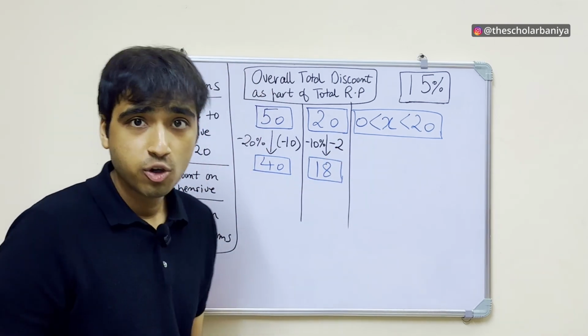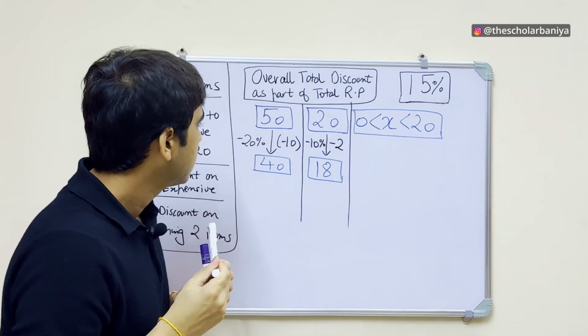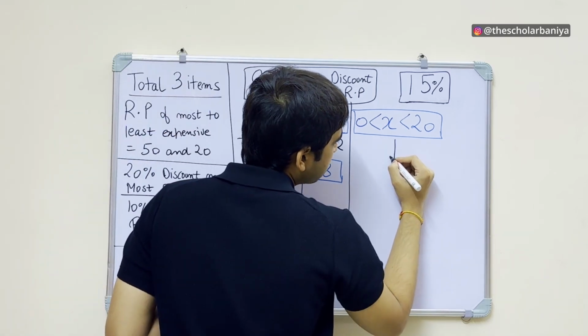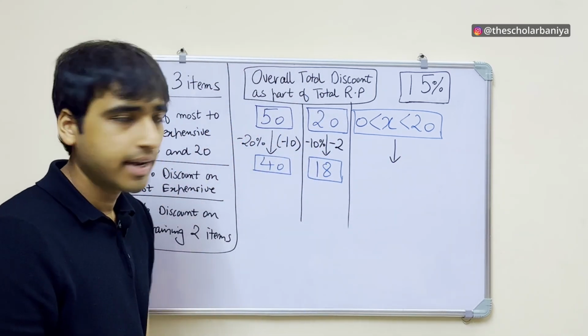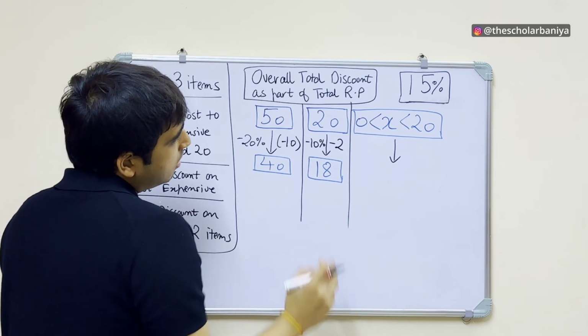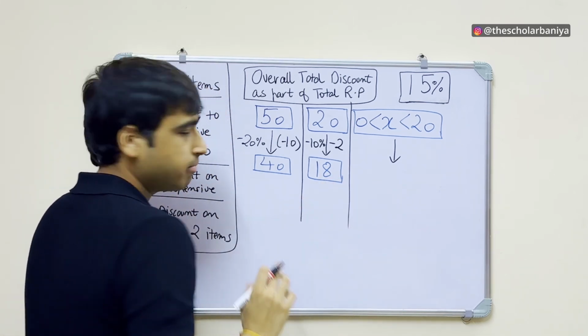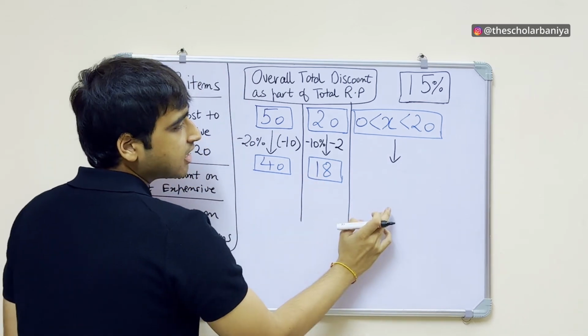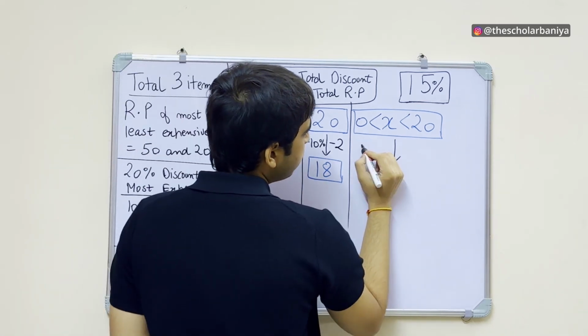I hope this should be very clear, right? Similarly, over here, we get a discount of 10% because 10% on the remaining 2 items means on this and this. So over here also we get a discount of 10%.